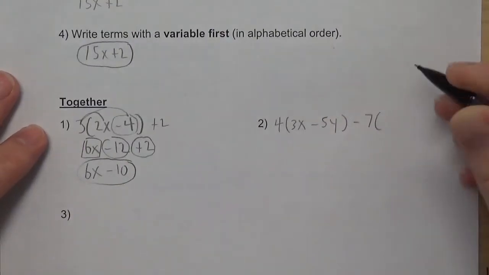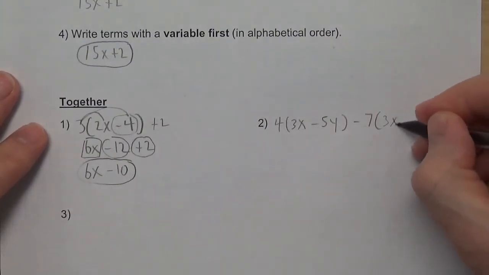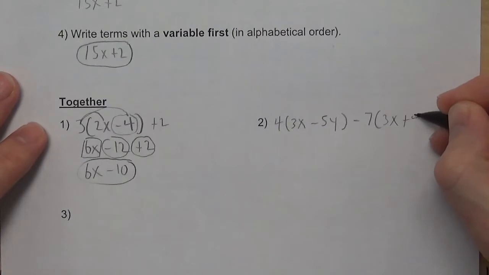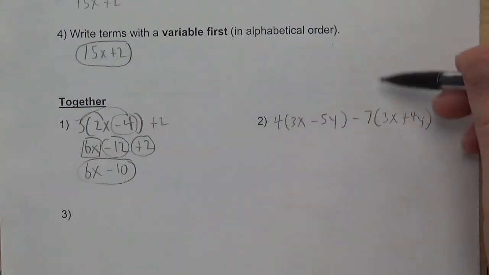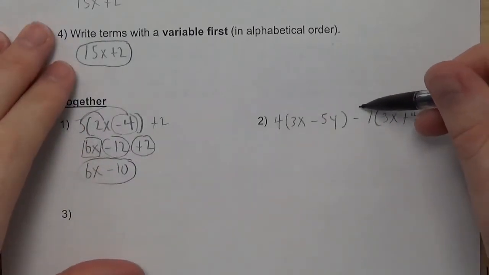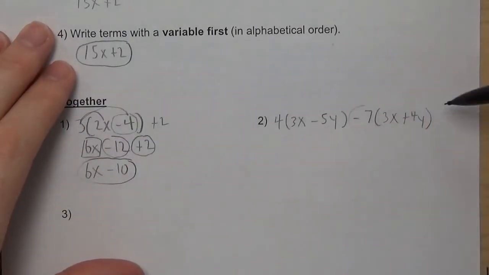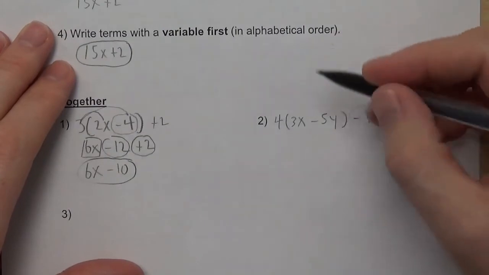Minus 7, and then parentheses 3x plus 4y. We've got 2 sets of parentheses here. So in step number 1, we actually have 2 things to do. We're going to be taking this 4 times these things in parentheses, and then we're going to take this negative 7. We're going to take this sign with it as you multiply that by both things in parentheses.